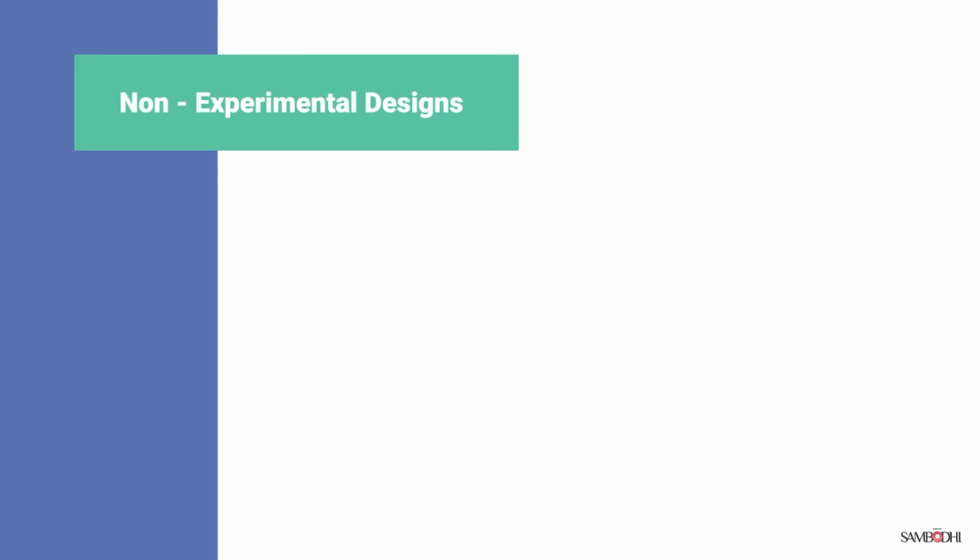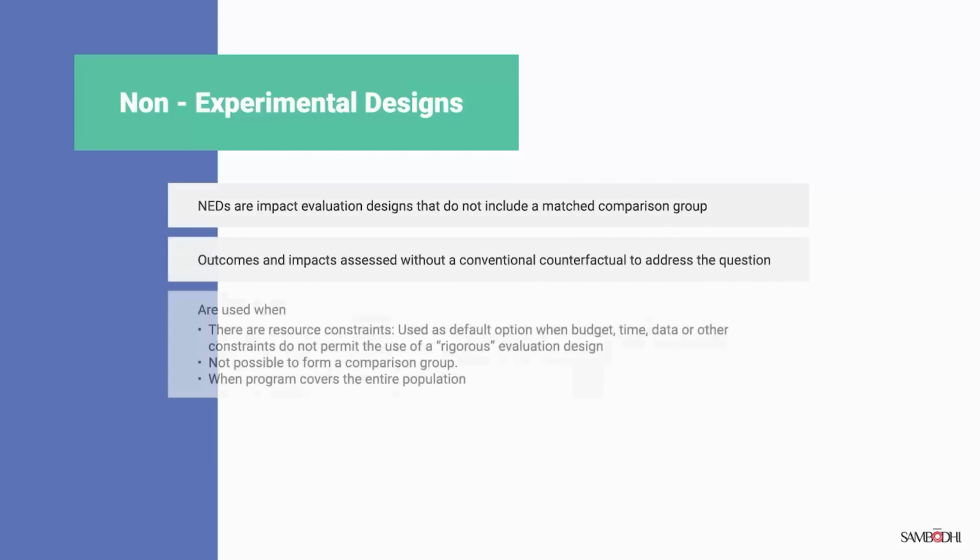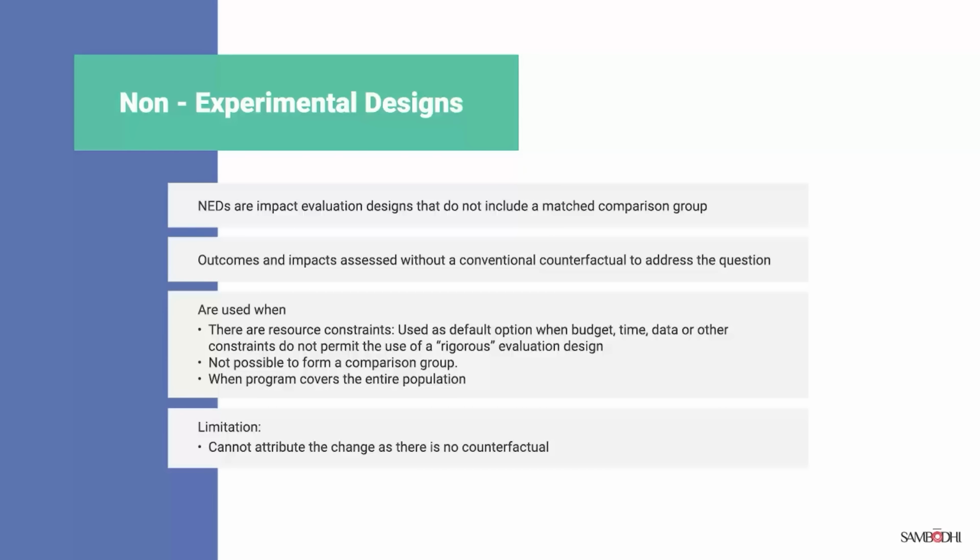Apart from experimental and quasi-experimental designs, there also exists another set of research techniques called the non-experimental designs, NED. Now let us understand what it entails and how it can be used for research purposes. So, non-experimental designs are impact evaluation designs that do not include a matched comparison group.